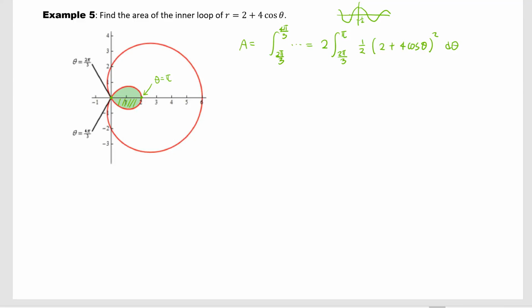Okay. Oh, you see what is good? The 2 and the 2 and the 2 and the 1 half cancel. Oh, that's nice.